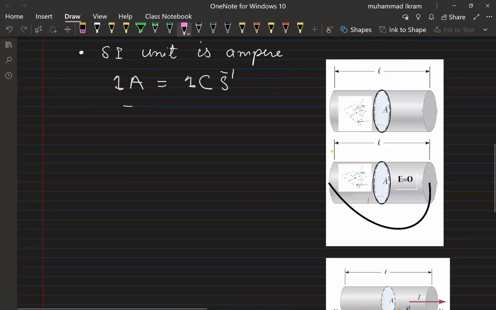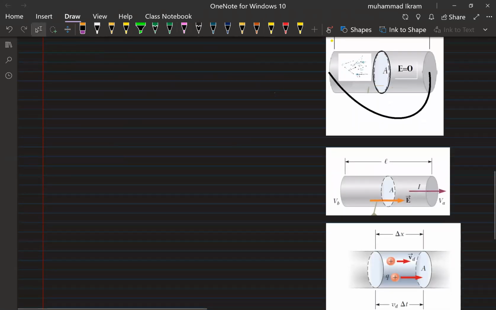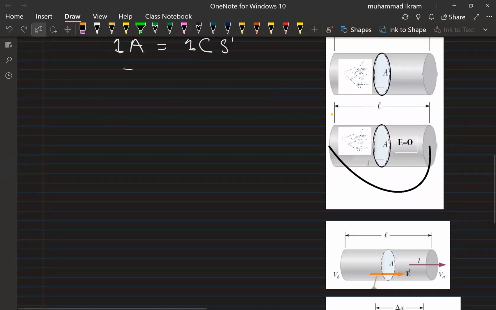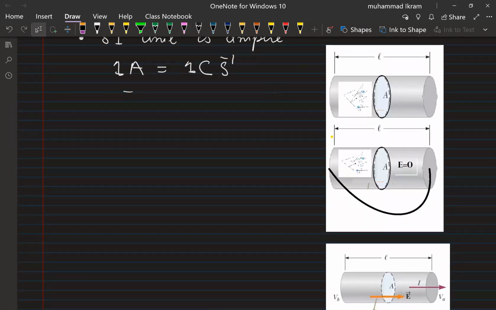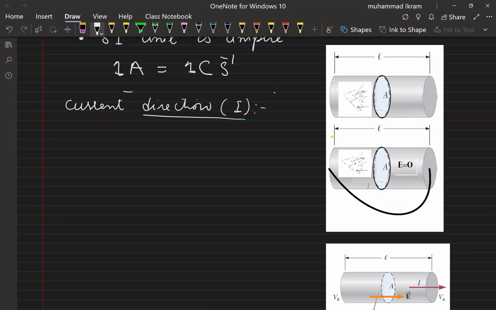Now let us come to the main part of the topic, and that is the current direction. The current direction, as I told you, current is a scalar quantity, but in electrodynamics we consider current as a kind of vector. We need direction for the current to simplify circuit calculation, to calculate the current and other major physical quantities.